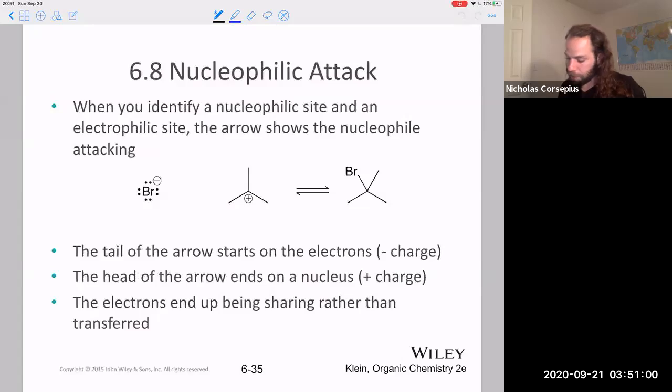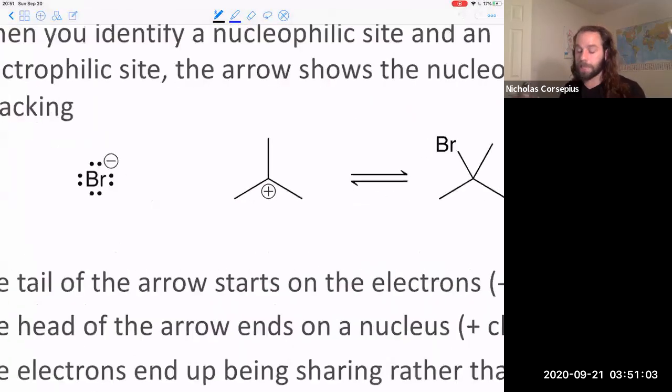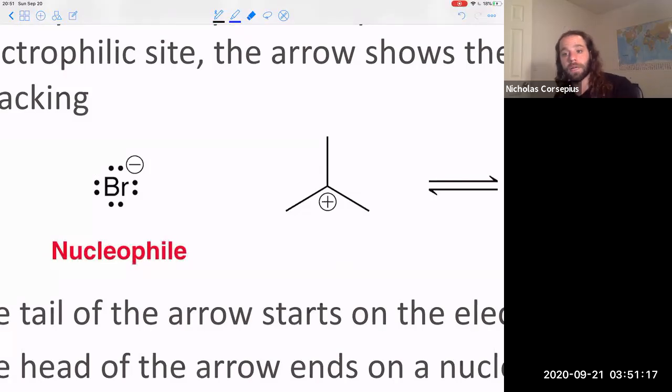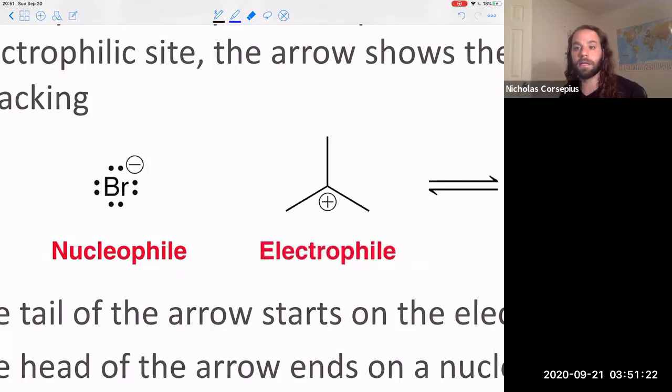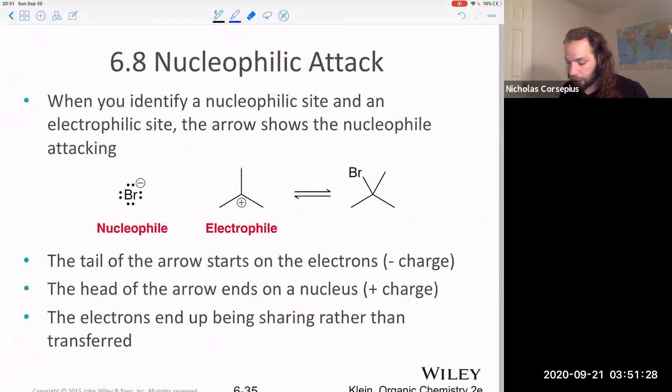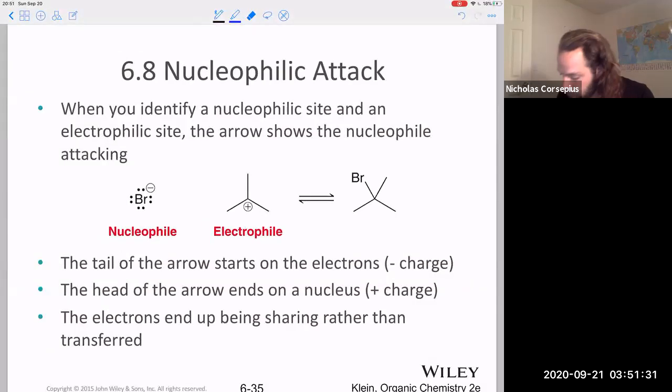Okay, so first of all, nucleophilic attack. You guys are experts now in identifying nucleophiles and electrophiles. So which one of these is my nucleophile and which one of these is my electrophile? My electron-rich bromide ion is my nucleophile, and the carbocation is an electrophile, right? So nucleophilic attack is kind of exactly what you would expect by the name, which is your nucleophile with its pair of electrons coming and attacking the electrophile. The nucleophile has electrons to give, the electrophile really wants electrons.